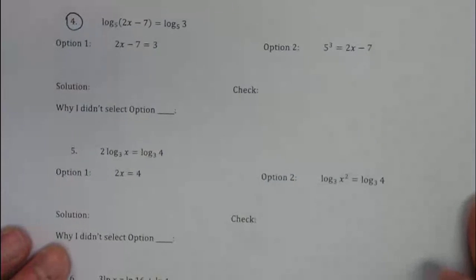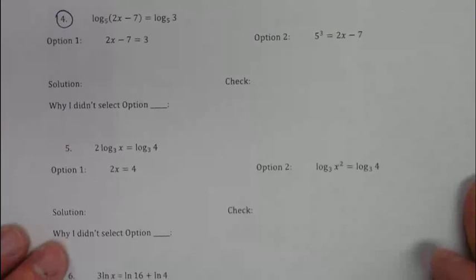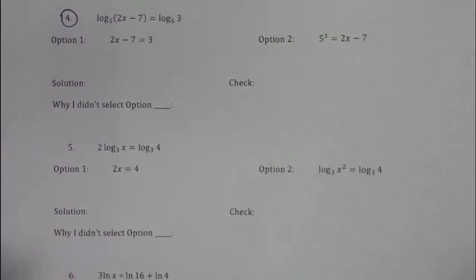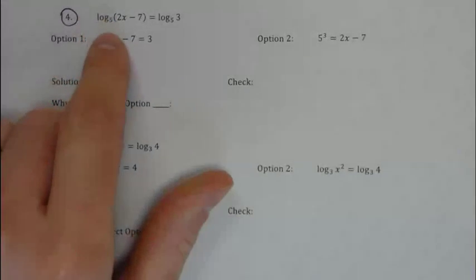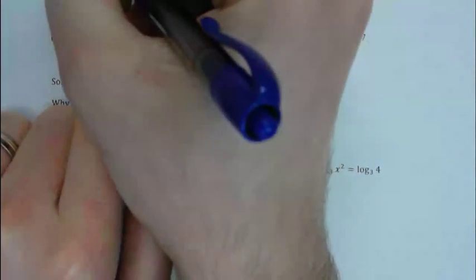Now moving on to problem number 4, the top one on the back of our second page of our classwork. We are solving log base 5 of 2x minus 7 equals log base 5 of 3. Essentially, these things are equal to each other. So it would be like 5 to some power equals 2x minus 7.